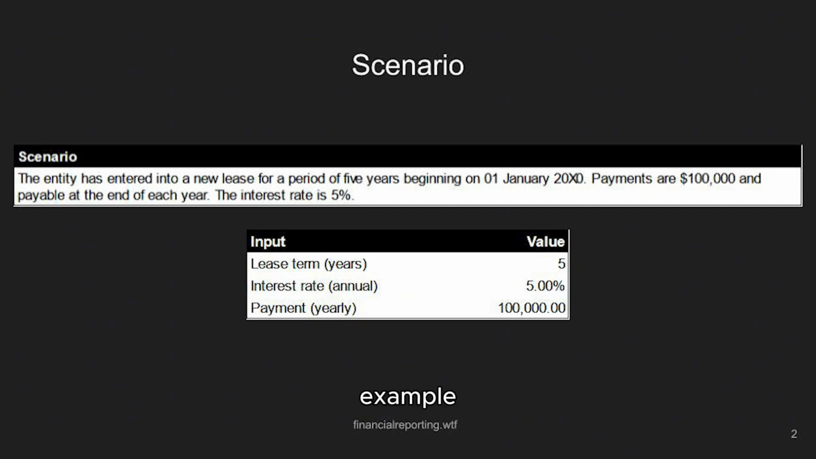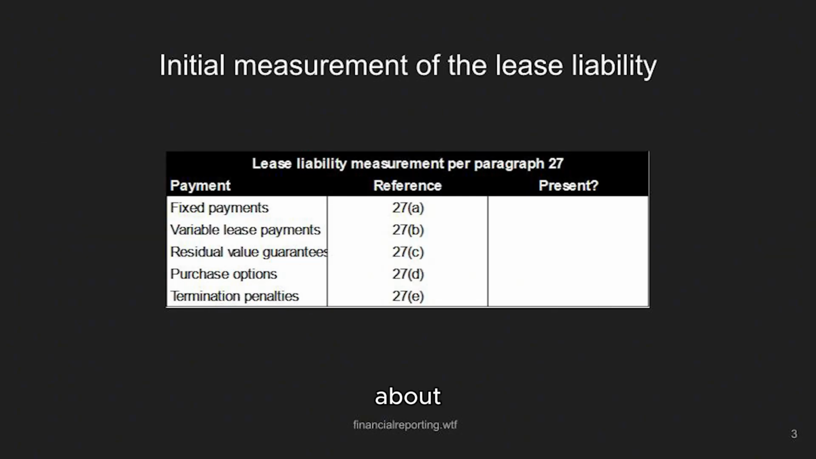simple example. Let's stop and think for a second about what we are including in the measurement of the lease liability based on the scenario. In this case, we only have fixed payments which satisfy paragraph 27A of the standard. We don't have any variable lease payments subject to an index or rate, any residual value guarantees, nor any purchase options or termination penalties which we are likely to exercise under the lease agreement. We only need to worry about our fixed payments in measuring our lease liability at inception of the lease.